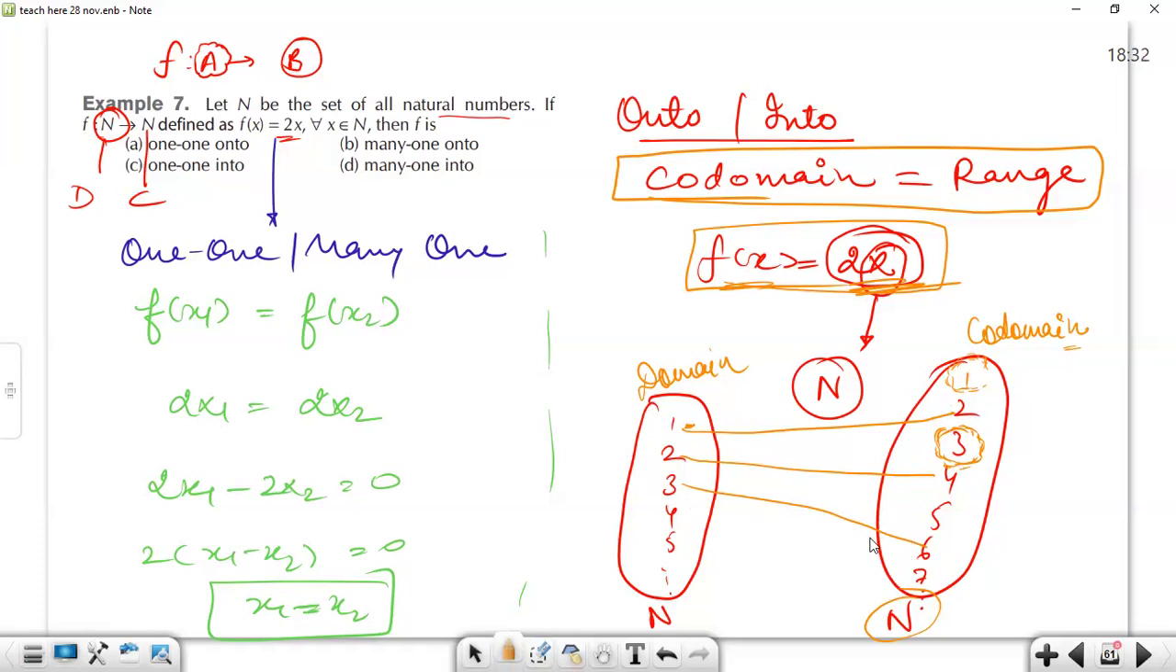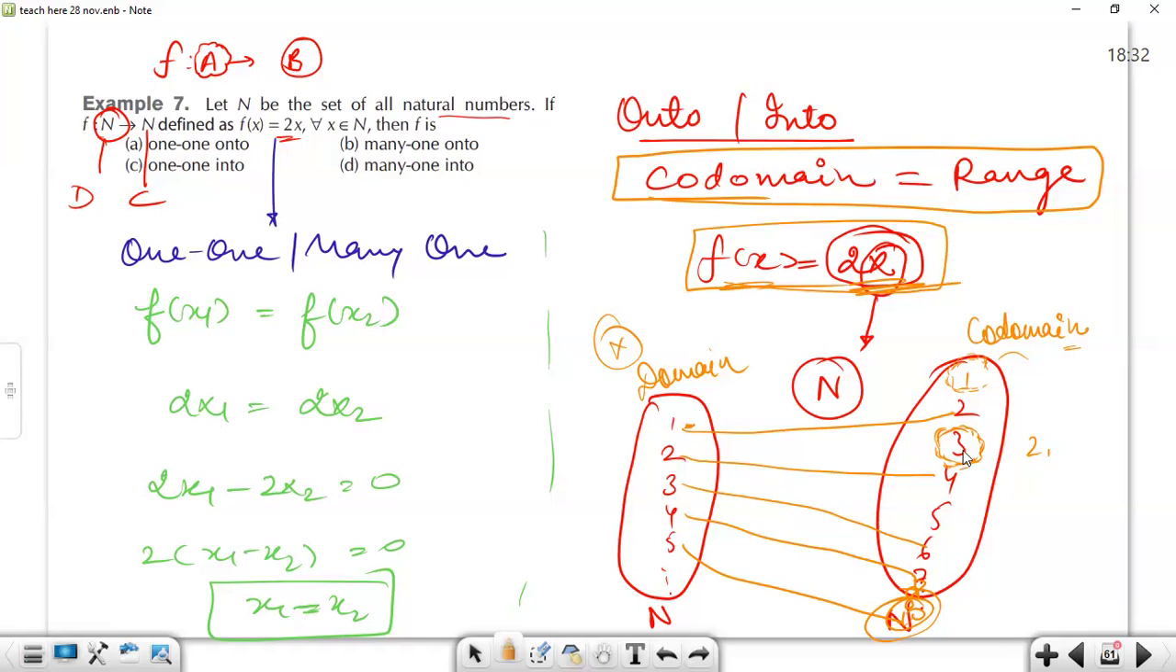Only 2, 4, 6 are getting mapped to numbers. Now 4 will get mapped to 8. 5 will get mapped to 10. 1, 3, 5, 7, 9 are not getting mapped to any input. This is the set of x. This is f of x. Not f of x, the elements which are getting mapped only, 2, 4, 6. This is f of x. Okay. This is the set of codomain.